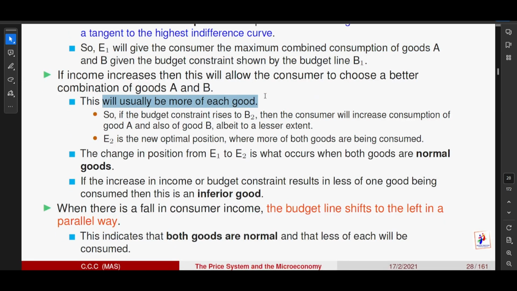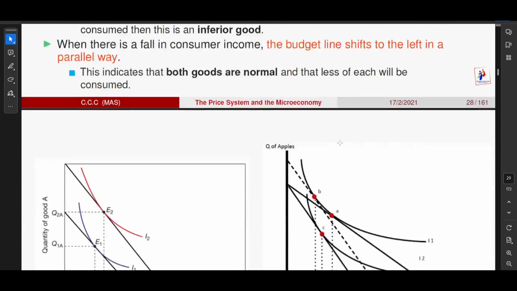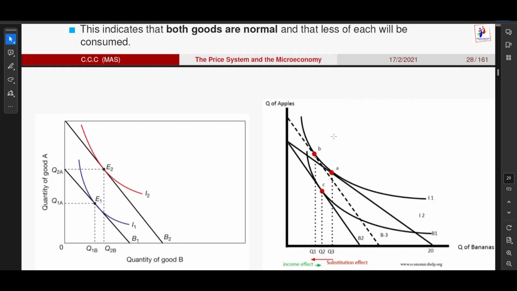And this usually will be more of each good. So if the budget constraint rises to B2, the consumer will increase consumption of good A and good B, albeit to a lesser extent. E2 is the new equilibrium. So let's go look at the graph. This is what we have, right?